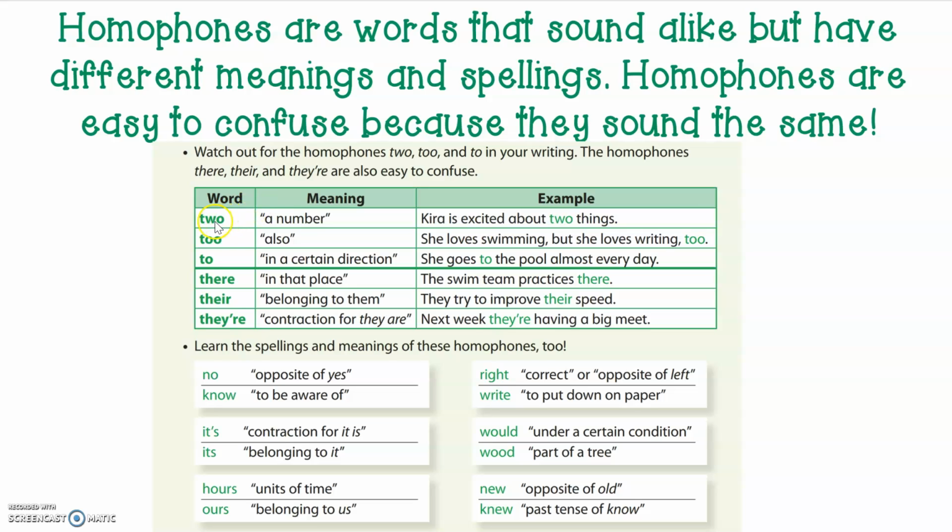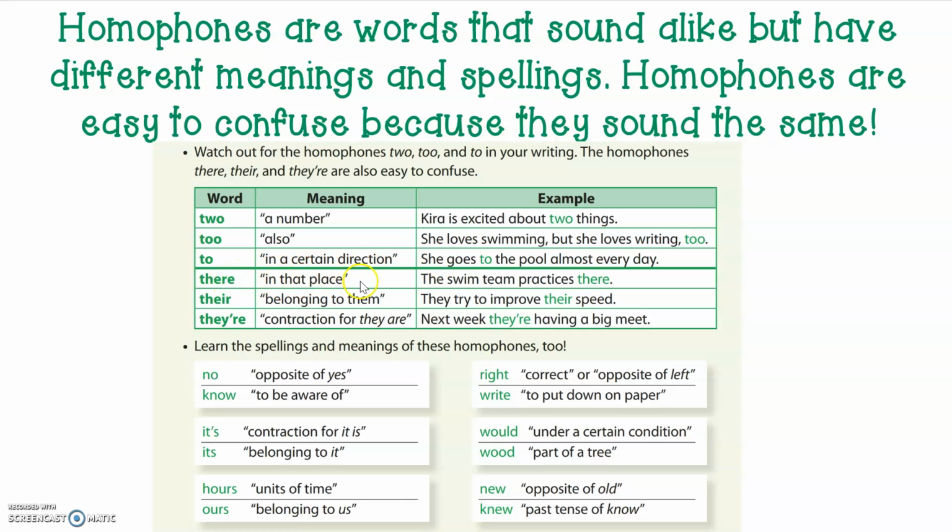So the word two is a number. Kira is excited about two things. Two, the number two. Too, which is spelled T-O-O, means also. She loves swimming, but she loves riding too, meaning she loves riding also. To, in a certain direction. She goes to the pool almost every day. To, T-O, means a certain place. You go to the store, you go to the pool. Where are you going? To someplace.